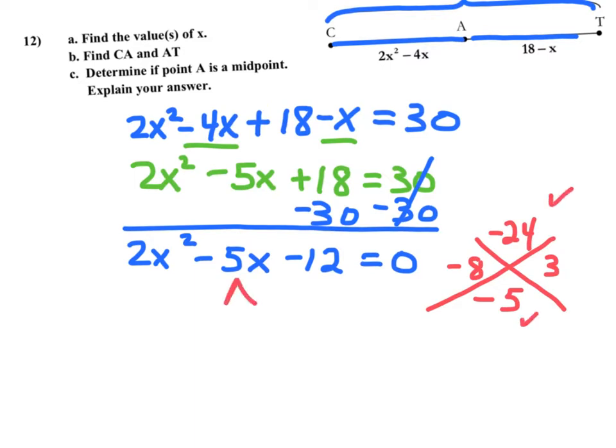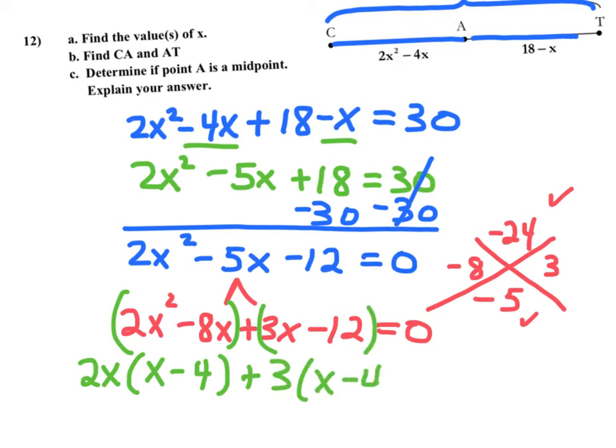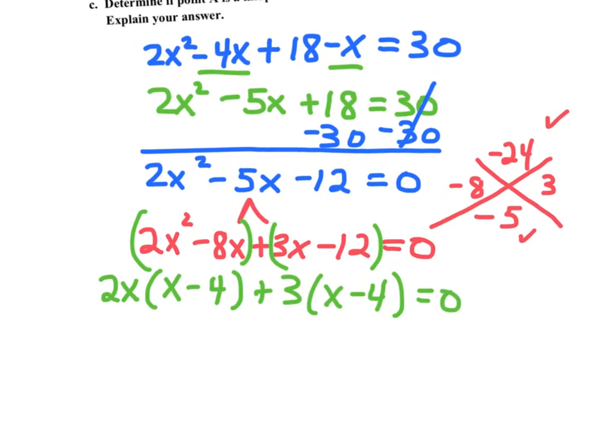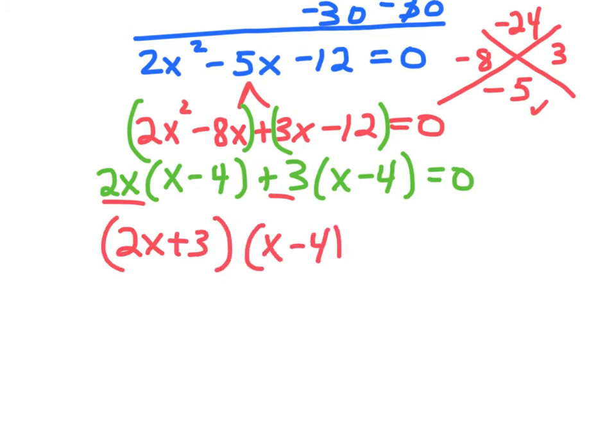I'm going to take the middle and split it up: minus 8x plus 3x. Drop down my first and last terms. And now I'm just going to factor by grouping. So I'm going to take the first two and factor out a 2x. I'm left with x minus 4. Second group, I'm going to take out a 3, and I'm left with x minus 4. I'm in good shape because those all match. All right, so my final factors are my outside pieces, 2x plus 3 and x minus 4 equals 0.